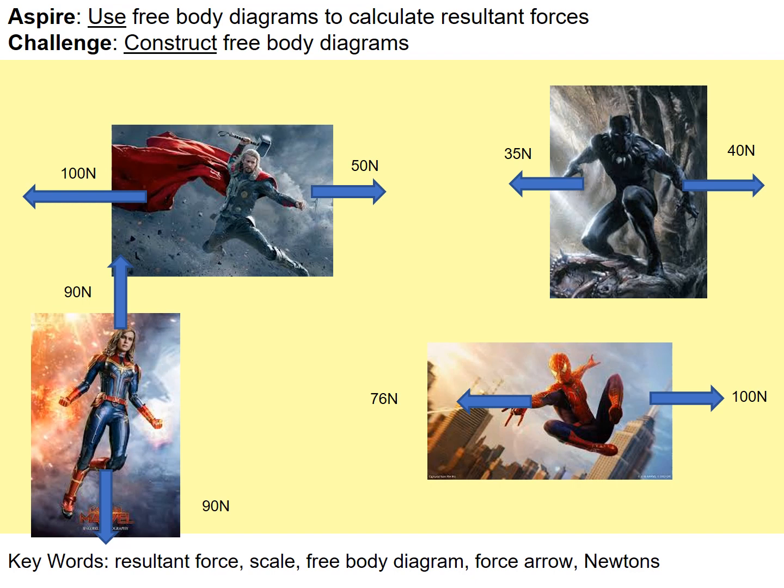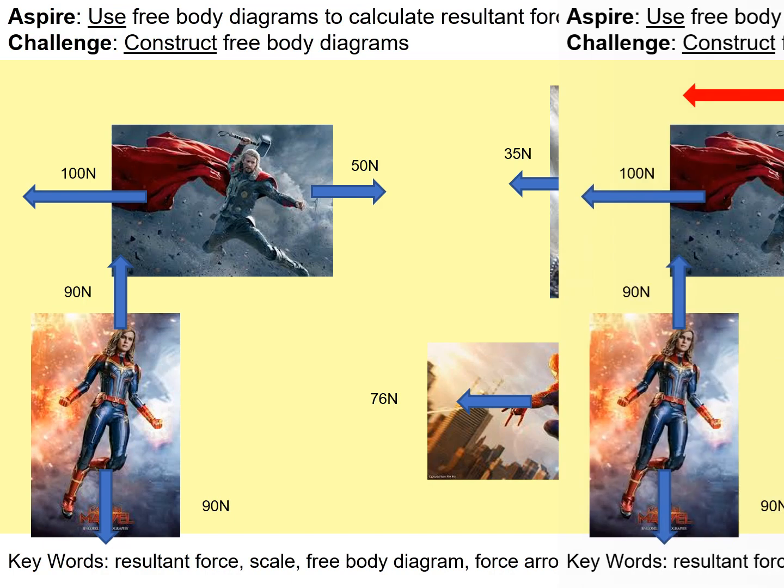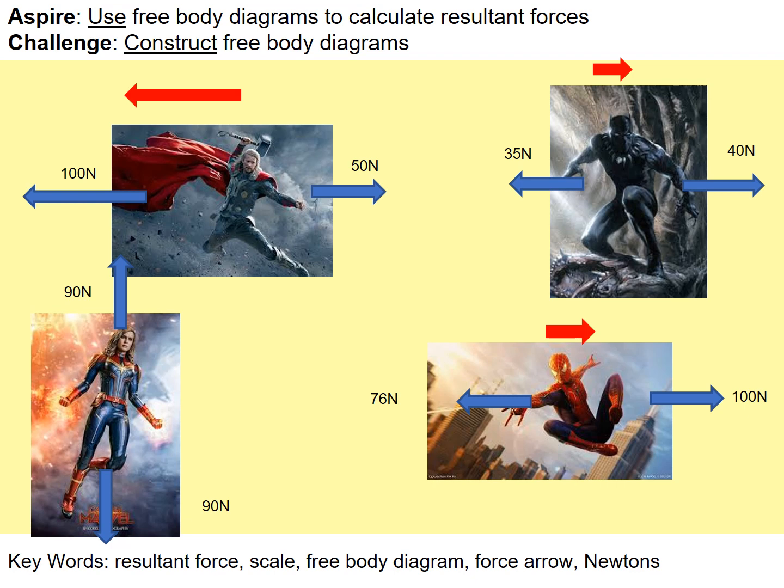Okay, let's go through these answers. If you haven't finished, you can just pause the video. So Thor would move to the left of the screen by 50 newtons because 100 take away the 50 is 50 newtons. Black Panther would move to the right of the screen by 5 newtons. Captain Marvel is an interesting one because actually 90 take away 90 is 0 newtons, so there is no overall force. Now, if someone can tell me, or if someone can think up a way of what that means for how she moves at that point in time, then you are doing extremely well.